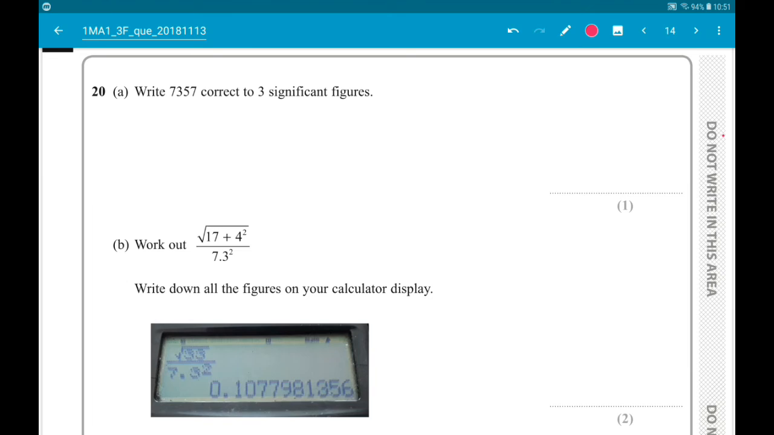Okay, number 20, so these are the start of the questions, also on the higher paper. So 7,357, correct to 3 significant figures. So the 5 is the third significant figure. There's a 7 after it, so we need to round up to a 6. So we get 7,360.